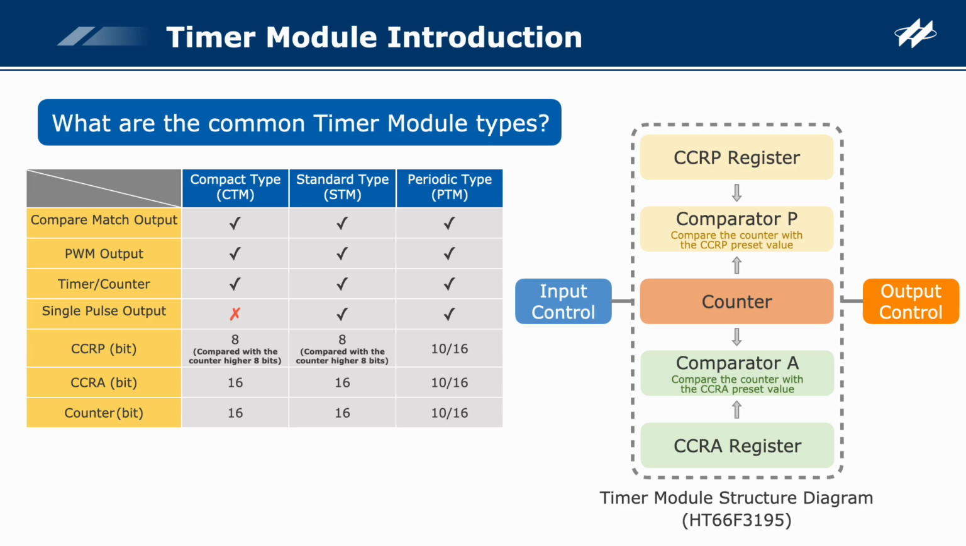Usually, the CCRP, CCRA and counter of the periodic type timer module are 10-bit wide. In this case, the CCRP and CCRA registers are compared with all counter bits. However, for some HT8 MCUs, the CCRP, CCRA, and counter of the periodic type timer module are 16-bit wide. As the CCRA and CCRP of the periodic type timer module are compared with all counter bits, the PWM duty cycle and period can be adjusted more finely. Users can choose according to their requirements.